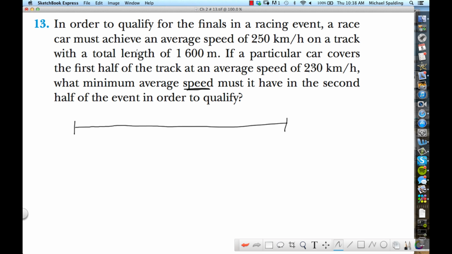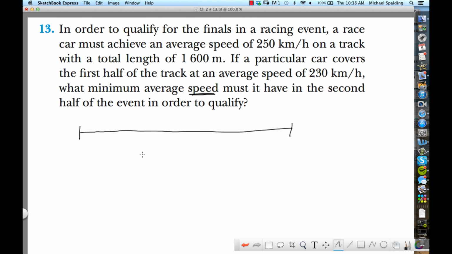So they tell us that the total length of the track is 1,600 meters. So imagine taking this racetrack and opening it up so it's straight. So this total distance here is 1,600 meters. But now, what do you notice about the speeds they give us? Are the speeds using meters or kilometers? They're using kilometers. So instead of 1,600 meters, I would go 1.6 kilometers.